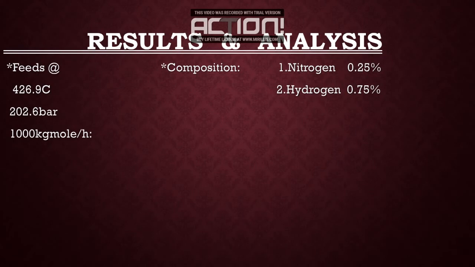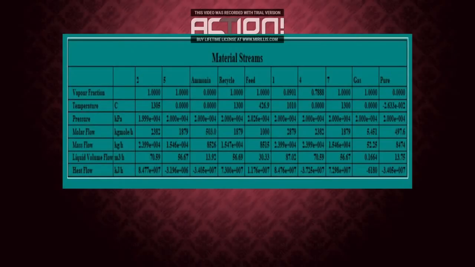So first we have our feeds at 426.9 Celsius, 202.6 bar, and 1000 kilojoules per hour. For our combustions, which are nitrogen 0.25% and hydrogen 0.25% as our inlets or feed.